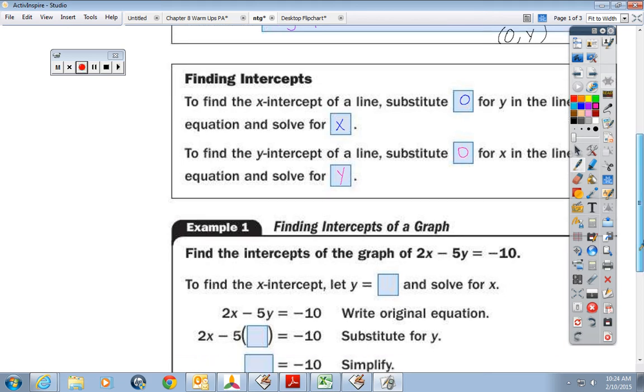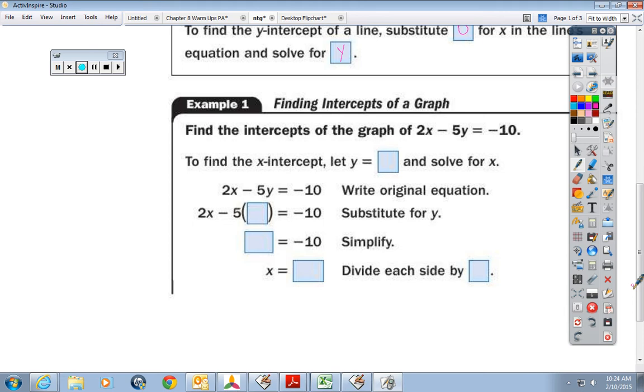So this first example says find the intercepts of the graph of 2x minus 5y equals -10. The first thing we're going to do is find the x-intercept first. It doesn't matter which one you find first, but in our notes, we're going to find the x-intercept first. So remember, to find where this line crosses the x-axis, we are going to substitute 0 for y and solve for x.